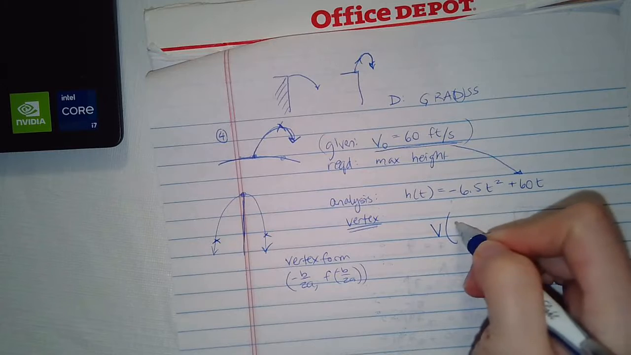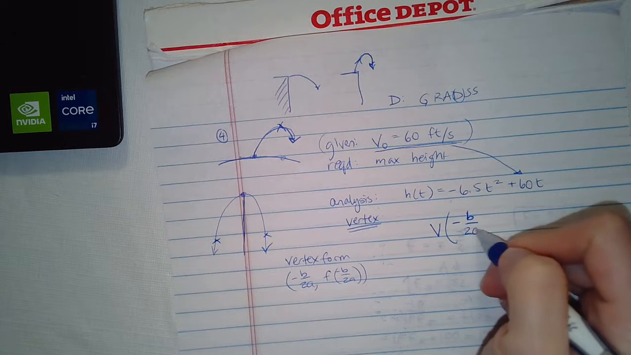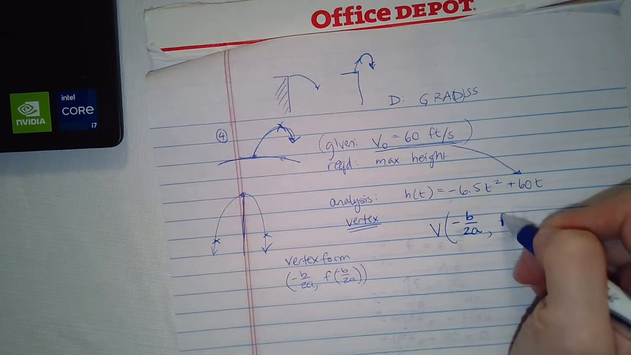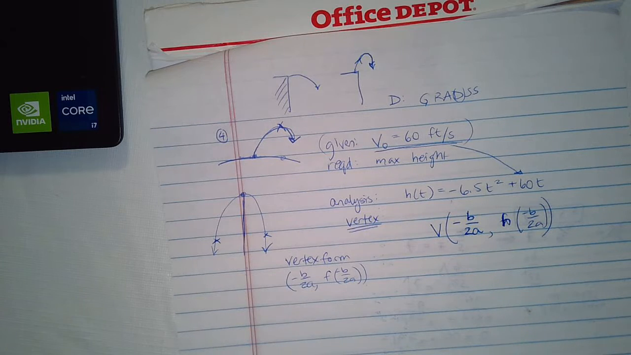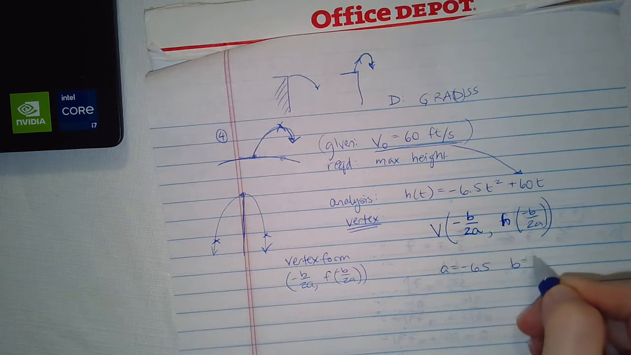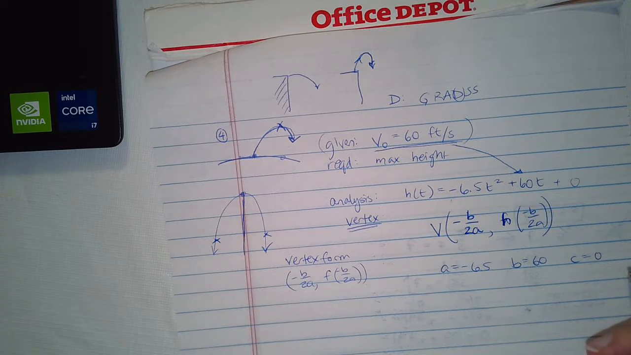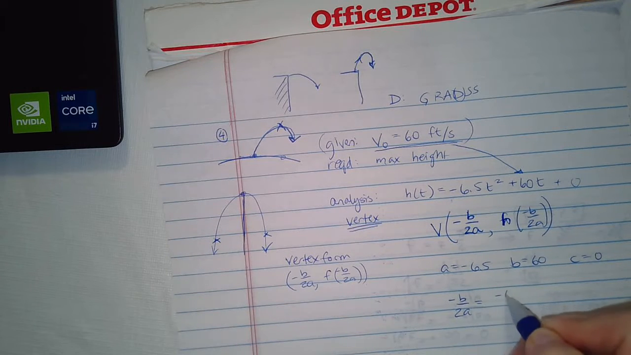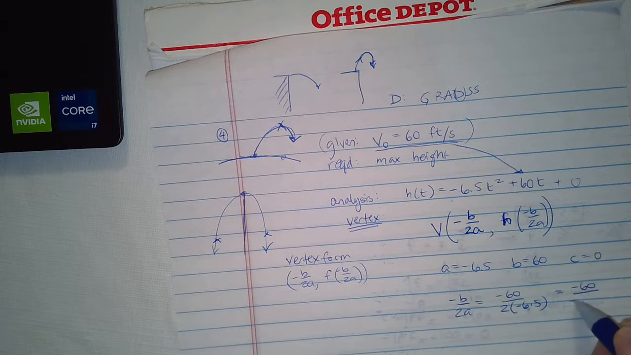For the vertex, always look at the negative b. B is the coefficient of the linear term, over 2a, and a is the coefficient of the quadratic term. And then I plug that into h, that's h of t, okay? So let's take a look here. In this equation, a is negative 6.5, b is 60, and notice that there's no constant term, c is 0. So let's do negative b over 2a. That would be negative 60 over 2 times negative 6.5, so negative 60 over negative 13.